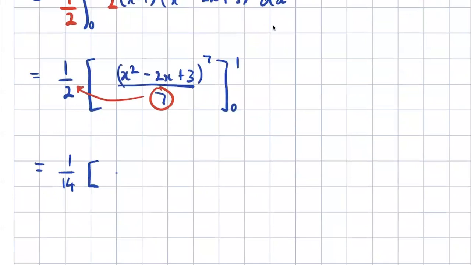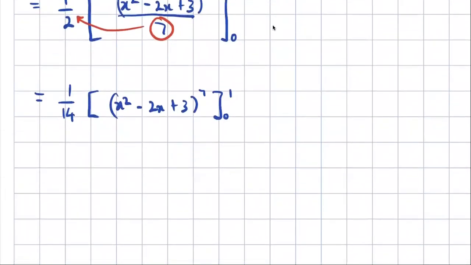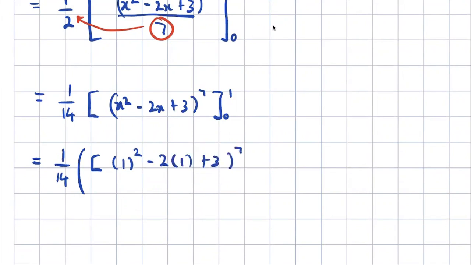Inside of the box, I will now have x squared minus 2x plus 3 all to the power of 7, and we're going from 0 to 1. Do you have to do that? Absolutely not. I purely do that to make my calculations a little bit easier. Now we're going to apply the FTC. So 1/14 multiplied by subbing in 1 for the furthest away endpoint: 1 squared minus 2 times 1 plus 3, all to the power of 7, close that bracket off, minus the first endpoint, which is 0 squared minus 2 times 0 plus 3 to the power of 7.